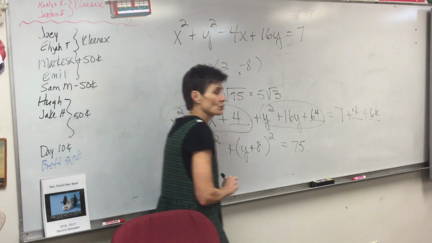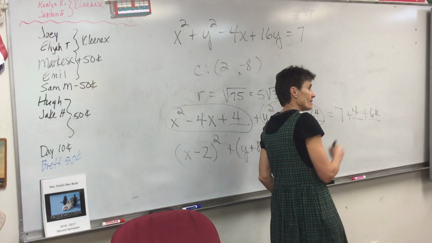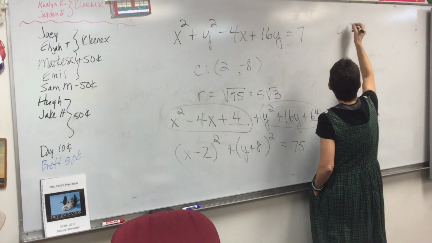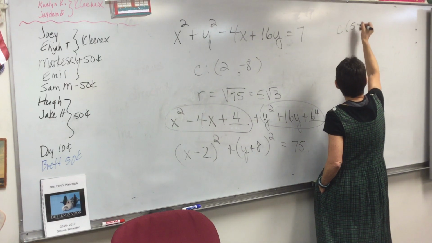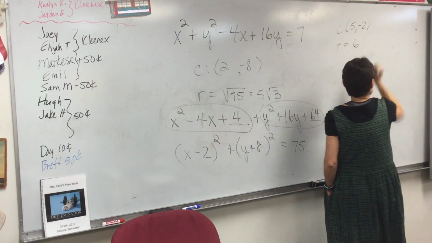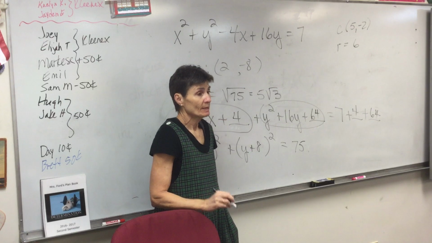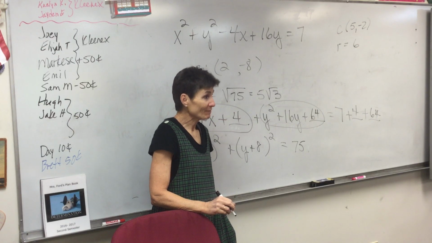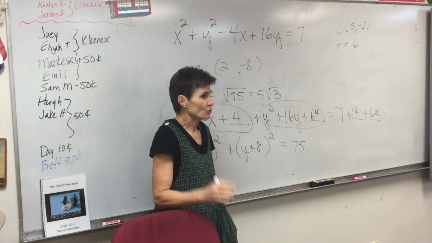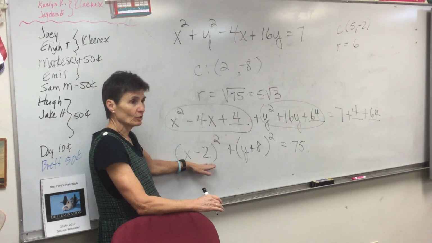The other question is a little tricky. It's the backwards of that. So I'm going to tell you that the center is 5, negative 2, the radius is 6, and you're going to write the equation. Even though we haven't practiced that, I think you can do it. It's easy. You're just going backwards. So your job is to make an equation that looks like this.